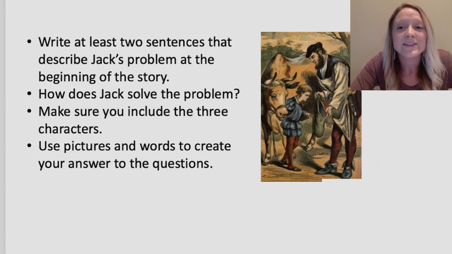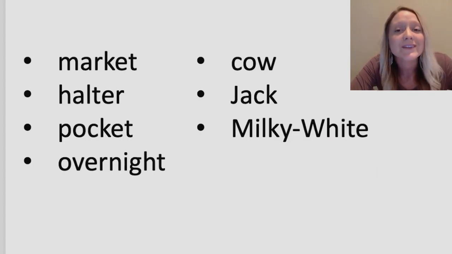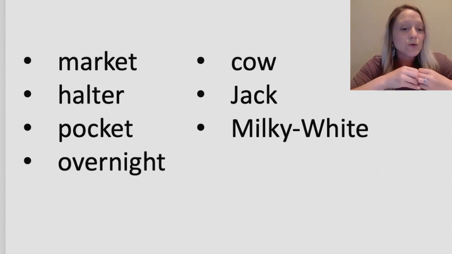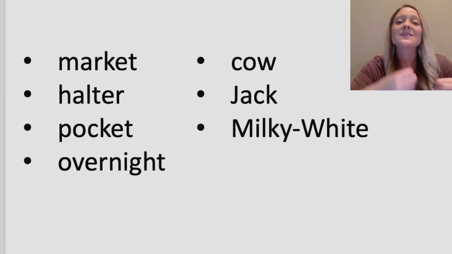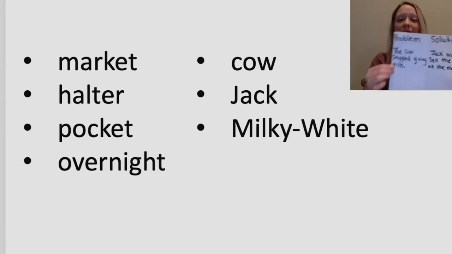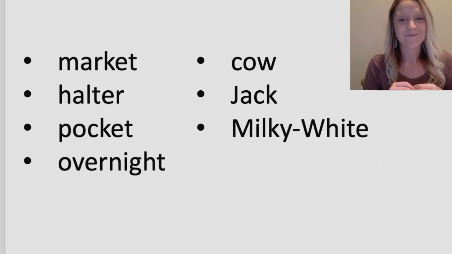Now, here's a word list that you might want to use to help you write, boys and girls. You might want to use some of those vocabulary words that you heard in today's story to make your sentence stronger and more complex. Maybe you want to write about market. Maybe you want to add in the word pocket, okay? Or Milky White, okay? Making that sentence strong and more complex. And instead of our basic problem sentence, the cow stopped giving milk, we learned more details about that, didn't we? So I want you to add on to it and make it more special.